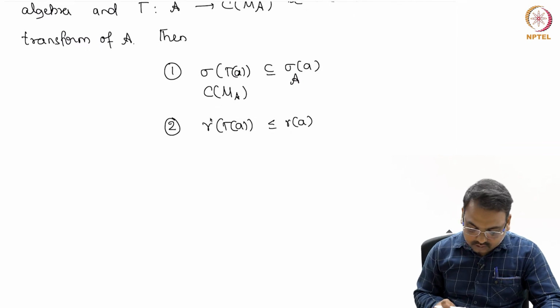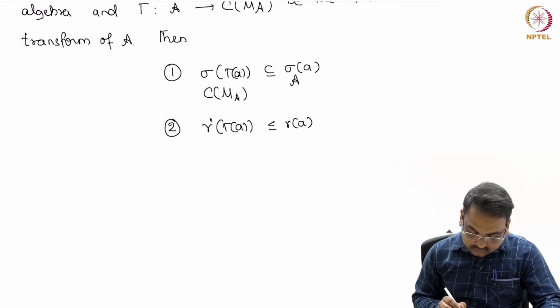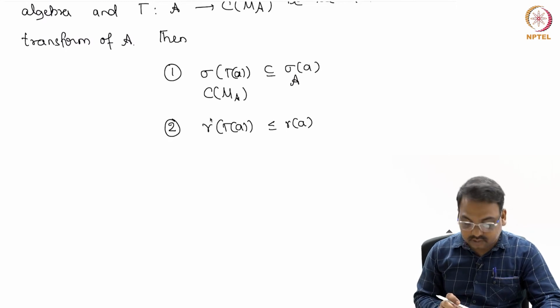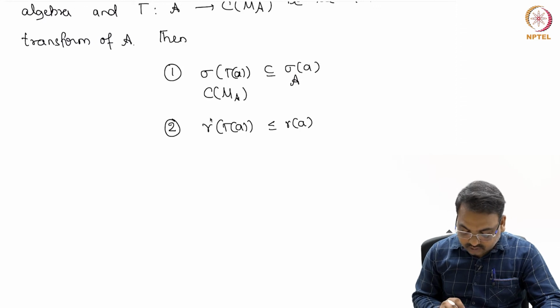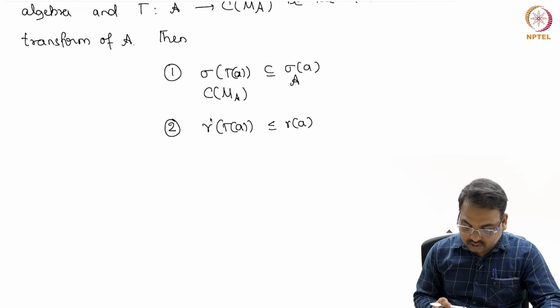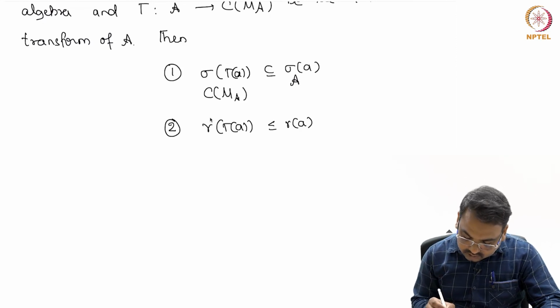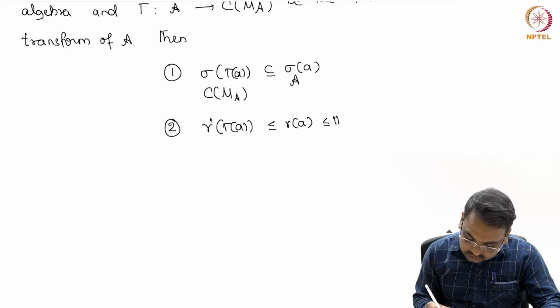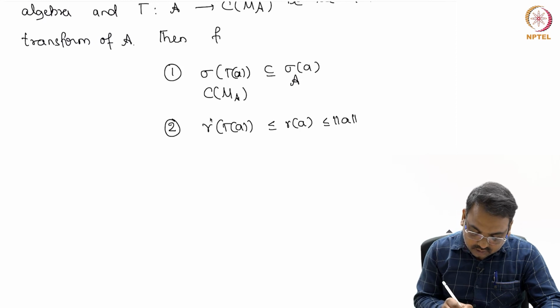Okay, so the first one we have already proved in the earlier lecture, and once the first result is true, the spectral radius is nothing but the supremum of mod lambda, where lambda is in the spectrum of the element. So from that we can say that the spectral radius of gamma A is less than or equal to the spectral radius of A. And in fact, the spectral radius of A is always less than or equal to the norm of A, for A in A.